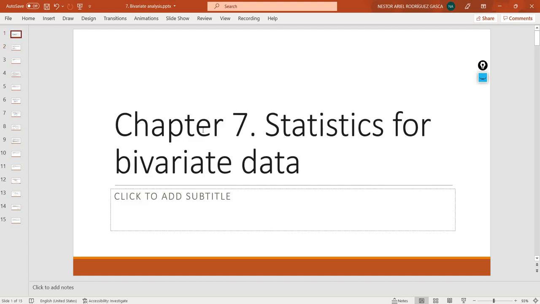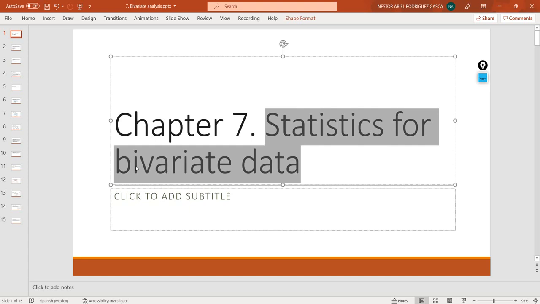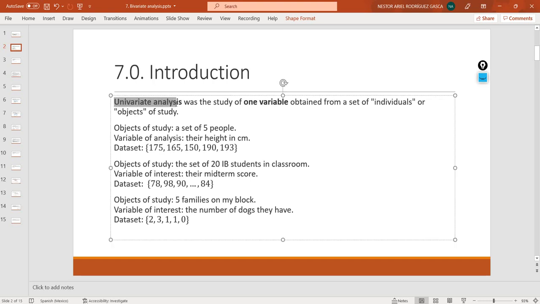So let's begin. In this chapter number 7, we're going to study statistics for bivariate data. And let's introduce the chapter by making a brief refresher of what we studied in the previous chapter, chapter number 6. In there, we studied univariate analysis, and that was a study of one variable obtained from a set of individuals or objects of study.